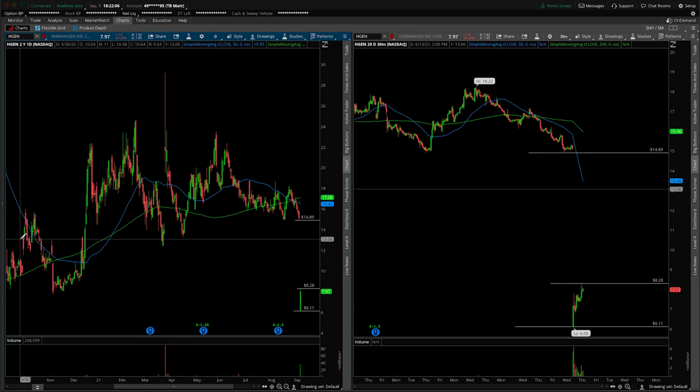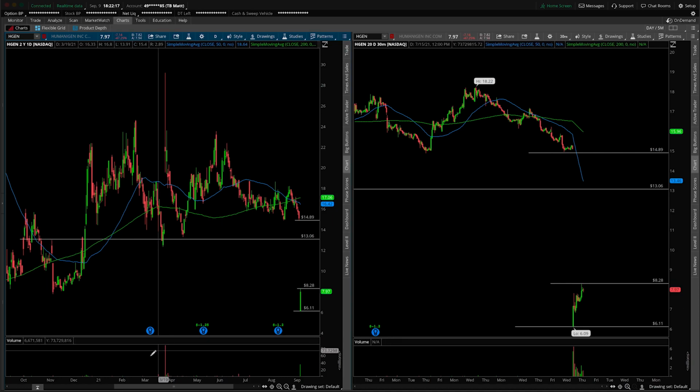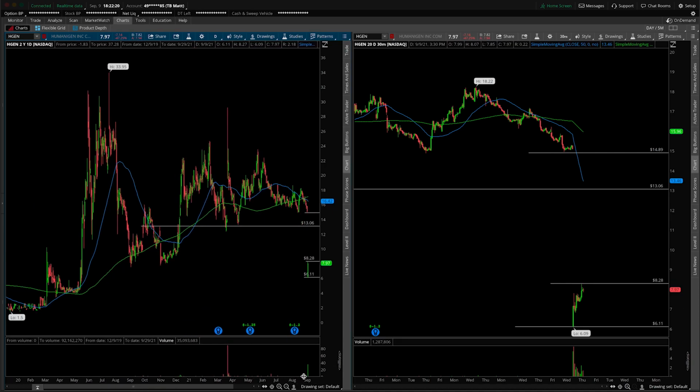I'm looking at this area in here and noting that 13, the whole dollar, is going to act as an area of contention, simply coming from prior resistance, then of course support and support in this area right here. What else are we seeing that could be relevant to this move here?